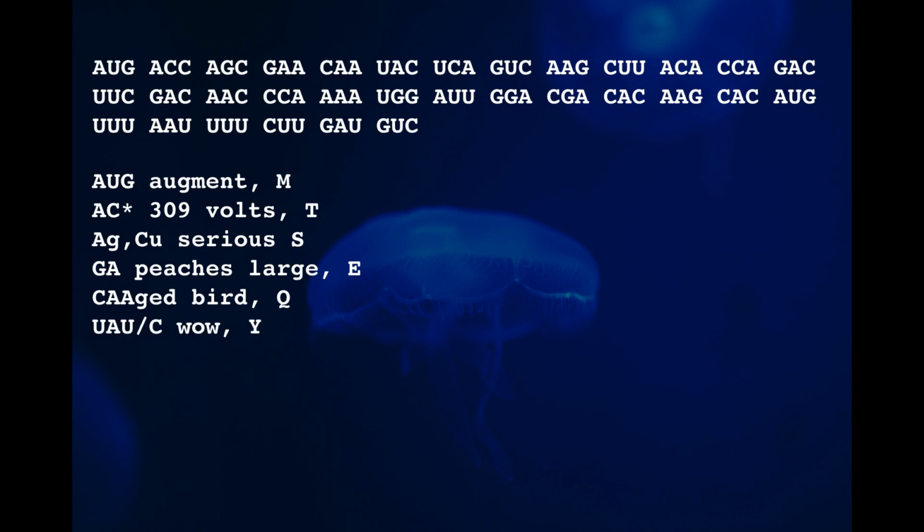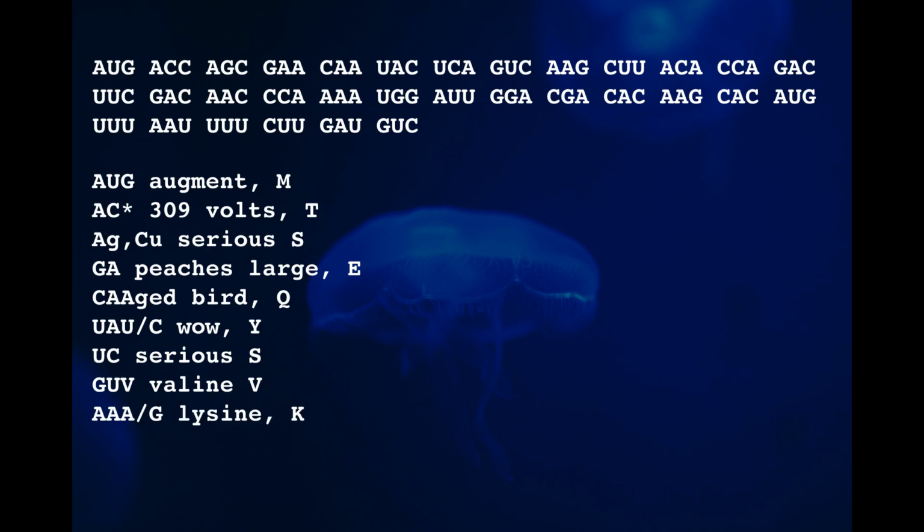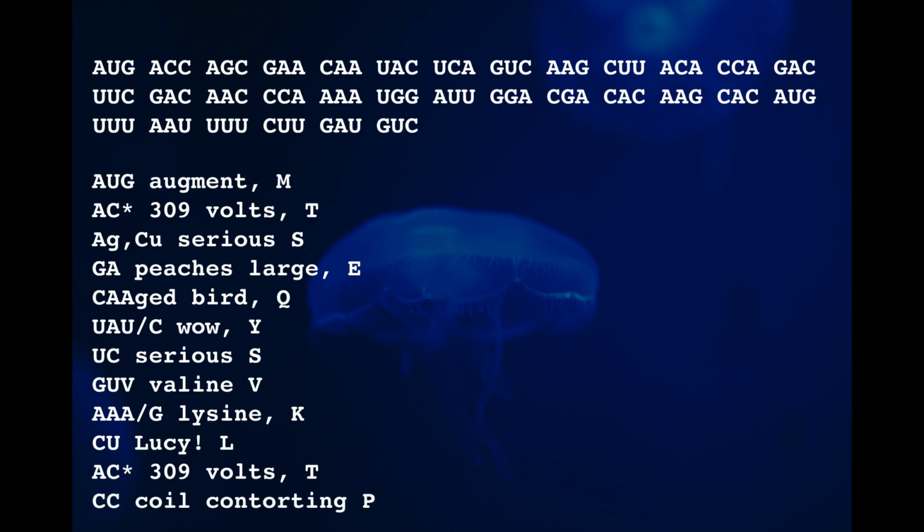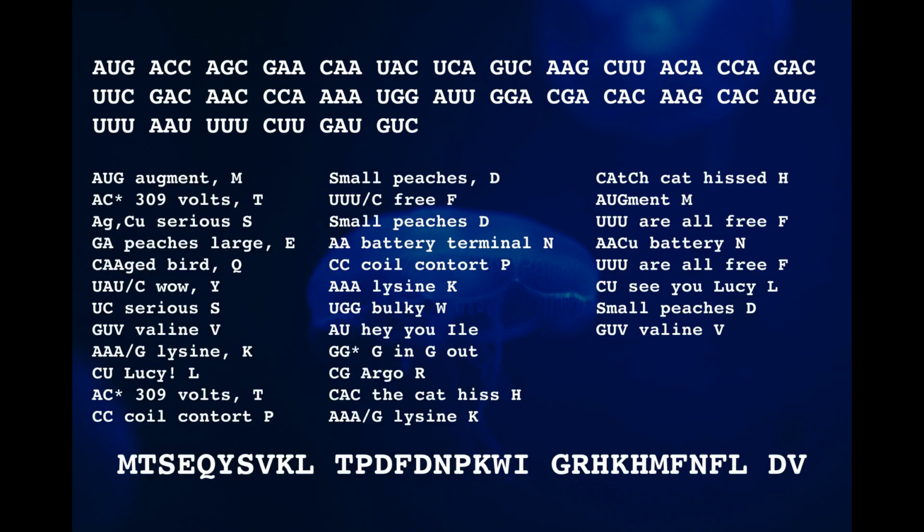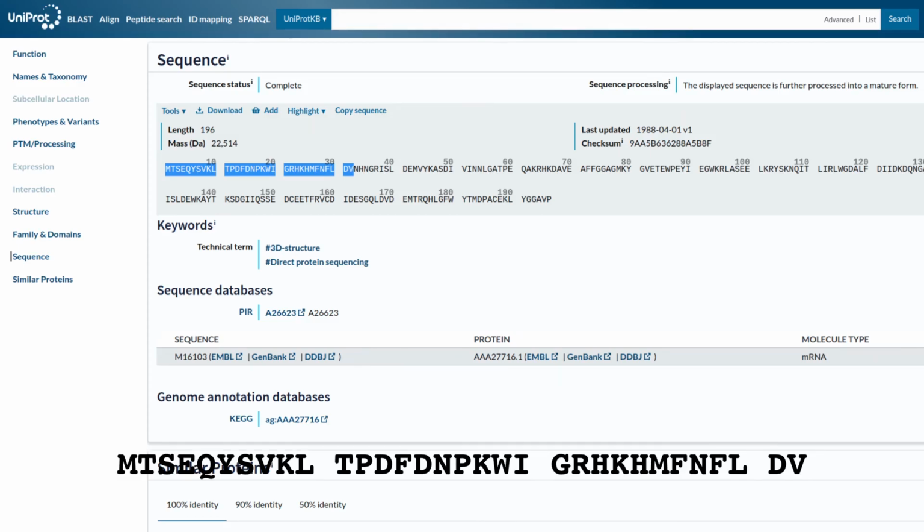Same half block as wow, tyrosine. You see how serious? Serine. Give us a valine, gov. Same half block as AAA, lysine, K. See you, Lucy. AC again, threonine. Coil contorting proline. As we continue along the RNA sequence, we can keep applying the mnemonics to each codon and get the protein sequence. And we find that our sequence matches the sequence from UniProt.